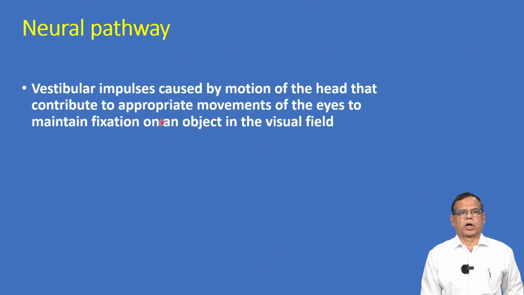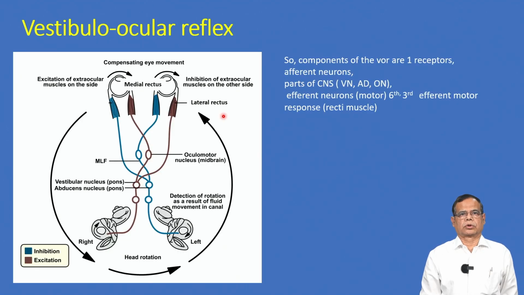So, the neural pathway: the vestibular impulses caused by motion of the head contribute to the appropriate movements of the eyes and maintain the fixation of an object in the visual field. When you want to see something in front of our eyes and we are rotating our head, at that time our head is rotating and eyes are rotating to the opposite side. This is vestibulo-ocular reflex. So, just like any other reflex, it has a receptor. What is the receptor? Receptors are the hair cells.